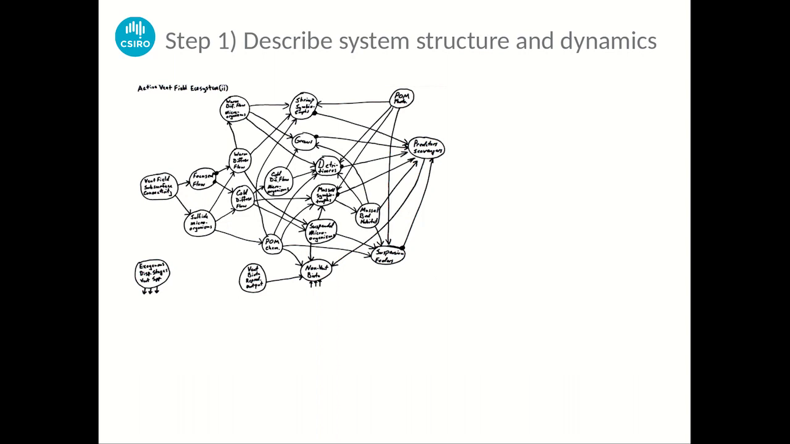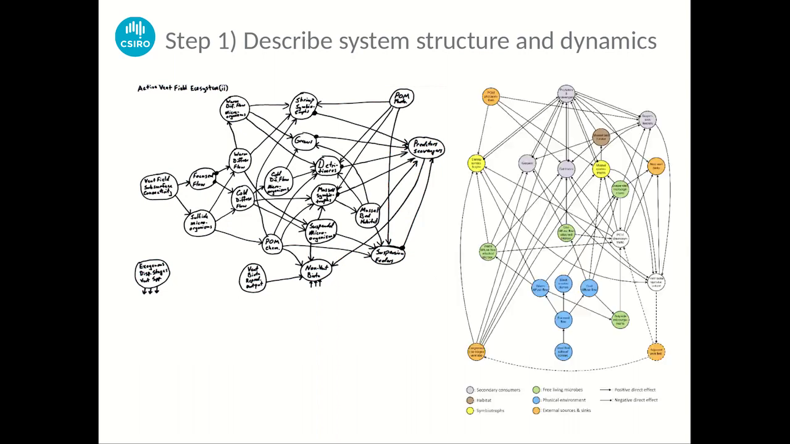So in some cases, an ecosystem component has a positive effect on other ecosystem components, and in other cases, for example, when something is feeding on something else, it has a negative effect on that ecosystem component.